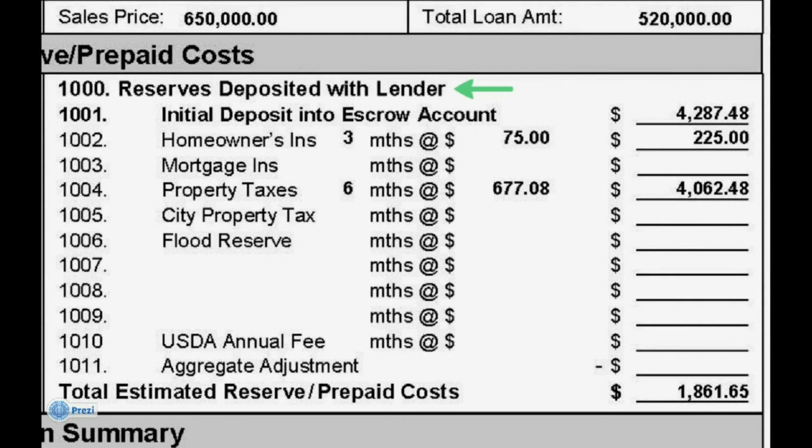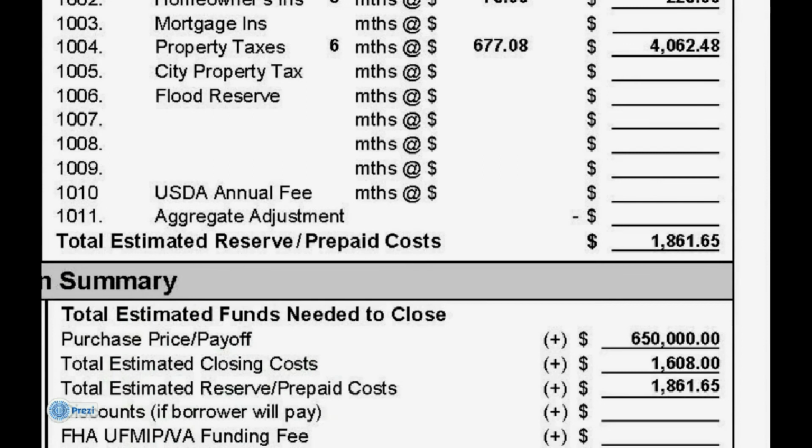These are the amounts needed to set up your impound account. Having impounds on your loan means that you pay your property taxes and homeowners insurance and mortgage insurance, if required, monthly with your mortgage payment. In California, it's required for loans with less than 10% down or any government loan. By paying this monthly with your mortgage payment, your lender then pays the bills as they become due. The bottom line of both sections 900 and 1000 is listed as the total reserve/prepaid costs at the bottom.